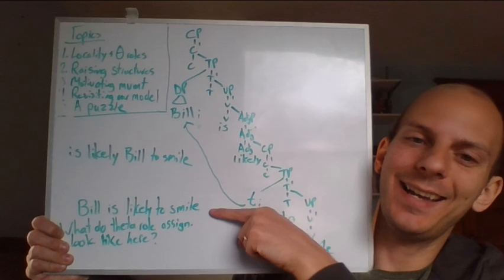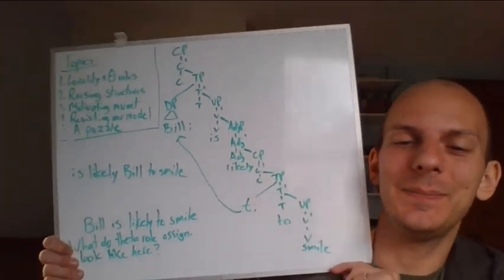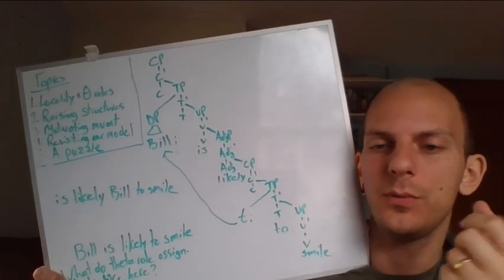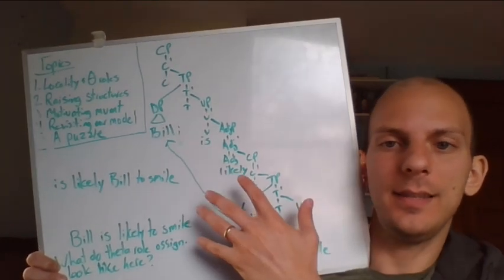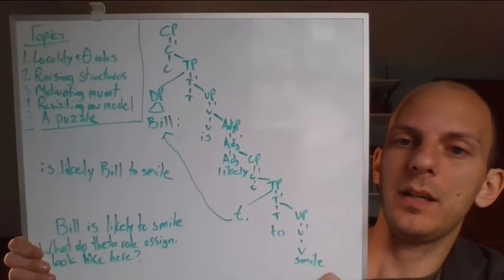So the fact that this sentence is in fact grammatical, Bill is likely to smile, in a weird kind of backwards way, shows us that this sentence actually does satisfy the EPP. Proof is in the pudding there.